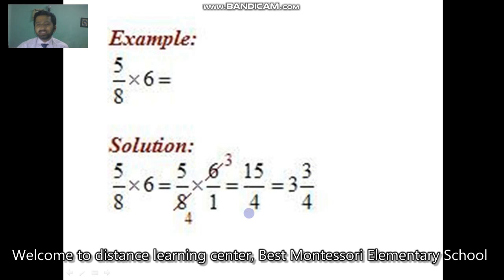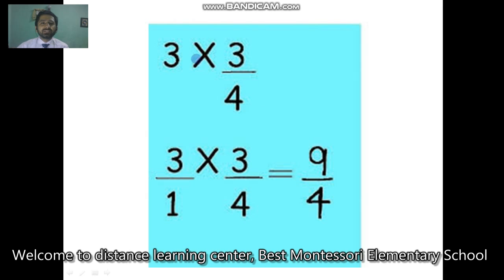That's why 3 in the numerator. The denominator is the same. Let's move to another whole number. 3 means 3 by 1. Now let's multiply the numerators and the denominators. 3 3s are 9, 1 4s are 4.